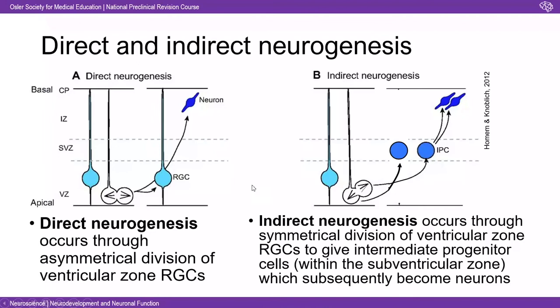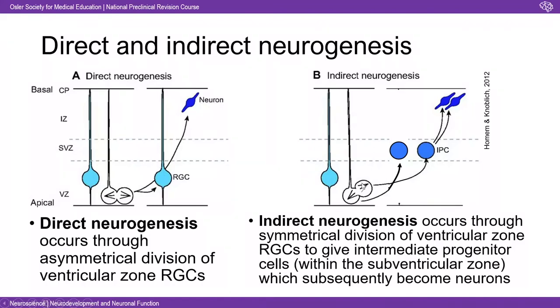So how does neurogenesis occur? We have a direct route whereby one radial glial cell divides, it produces another radial glial cell, and it produces an immature neuron that migrates out into the mantle zone.